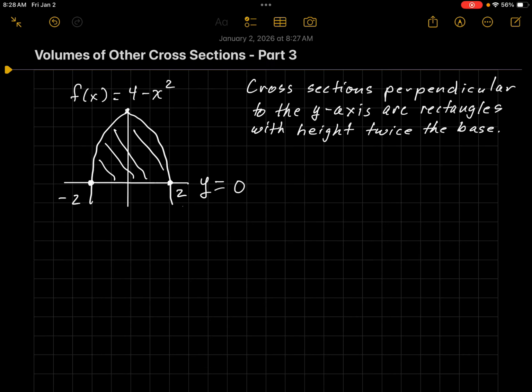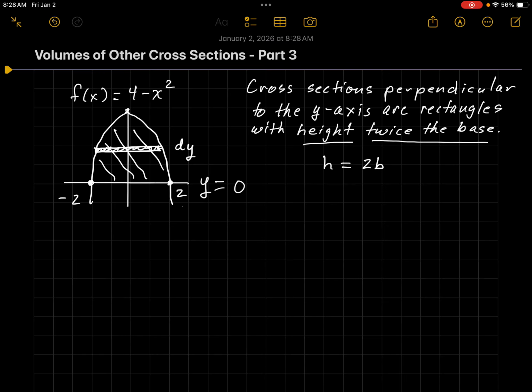Now, let's draw one of our cross sections perpendicular to the y-axis, which will have a small width of dy. And note that the cross sections coming out of the screen are going to be rectangles whose height is twice the base. That is h equals 2b.